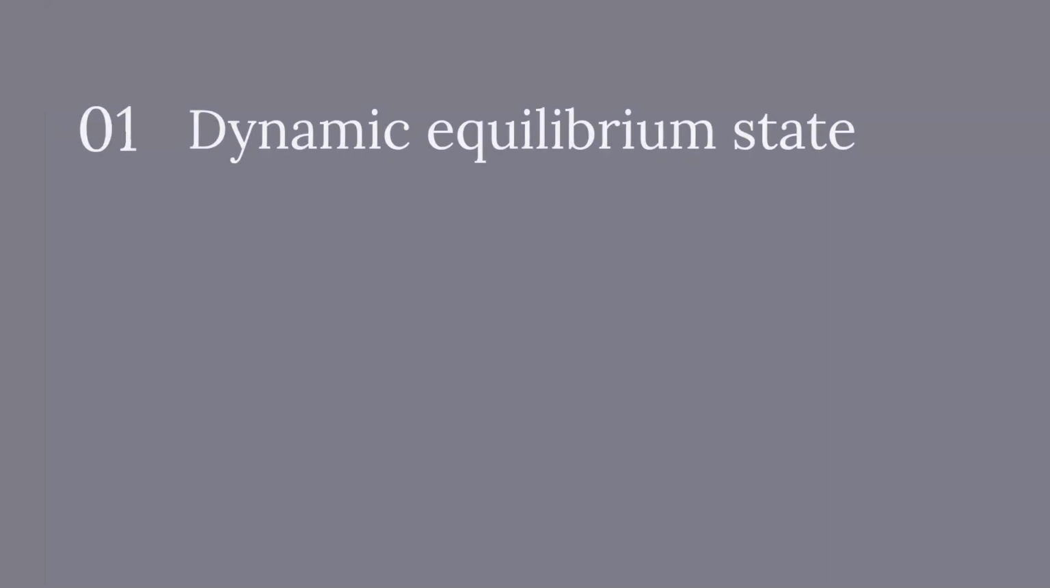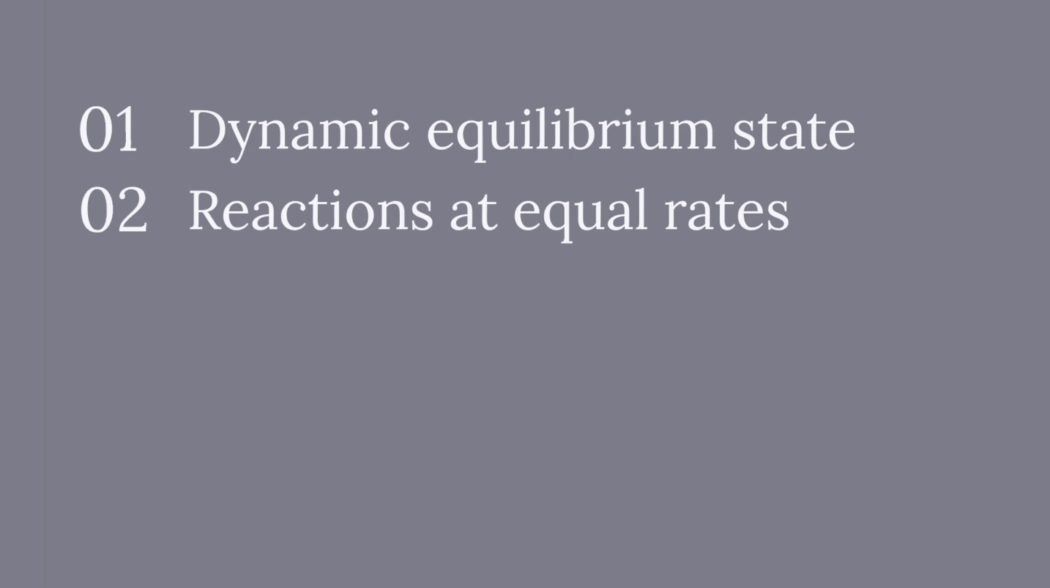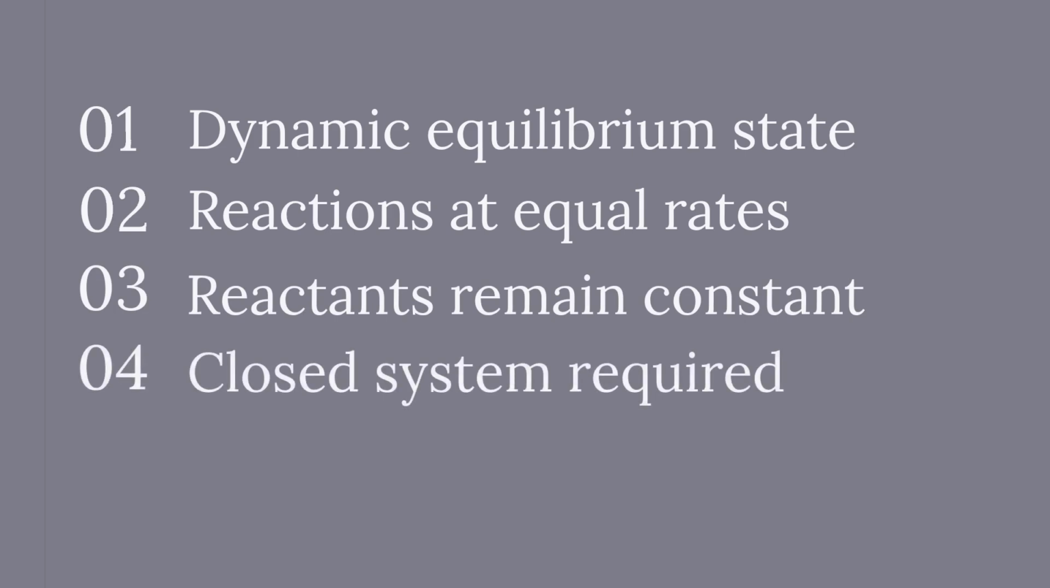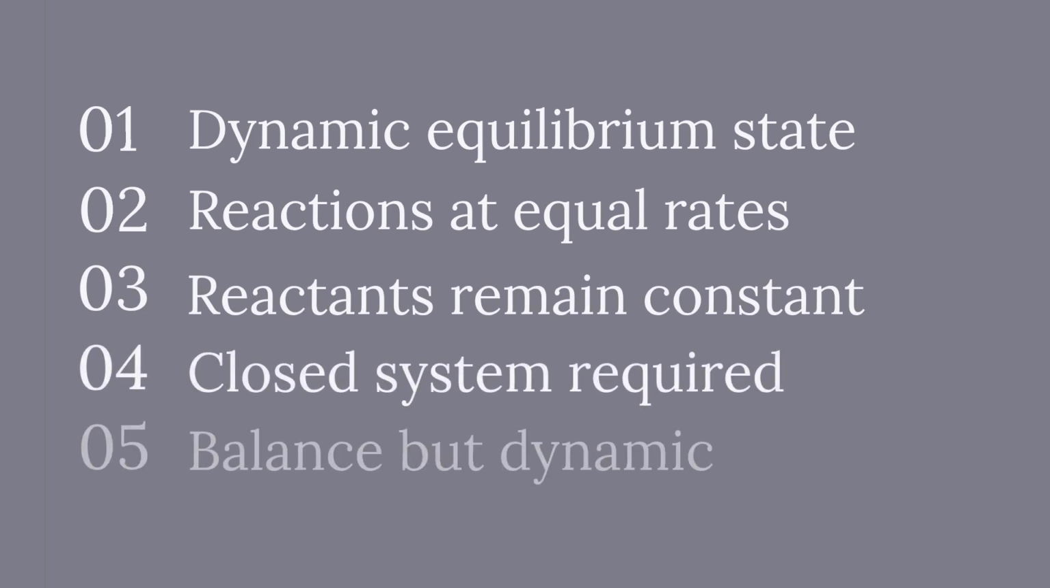Dynamic equilibrium occurs when forward and reverse reactions continue at equal rates. The concentrations of reactants and products remain constant. This state requires a closed system. Despite the balance, reactions are still happening. It is a dynamic, not static condition.